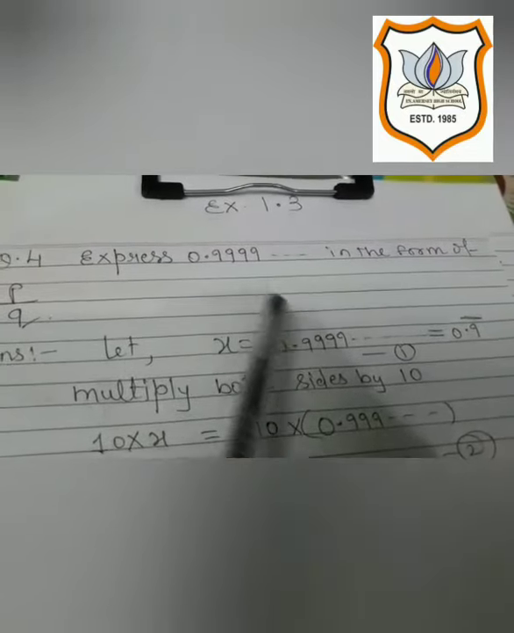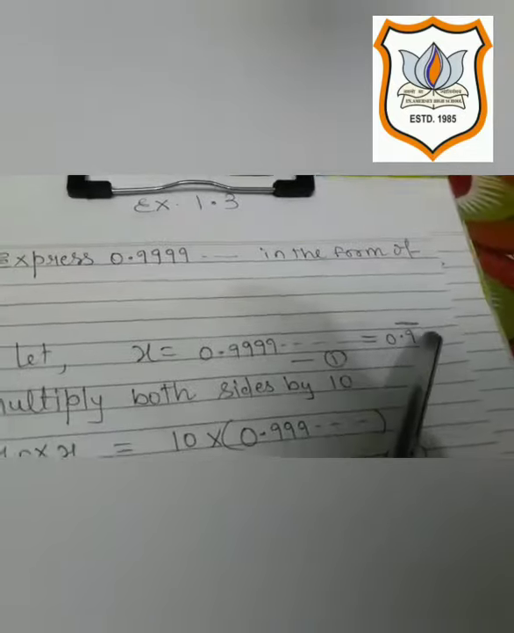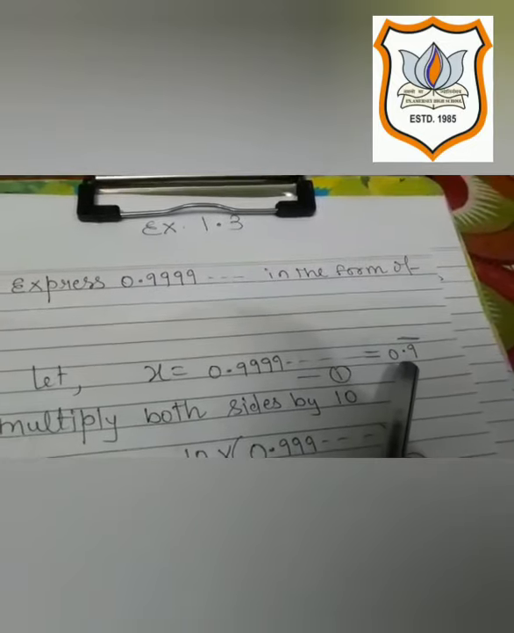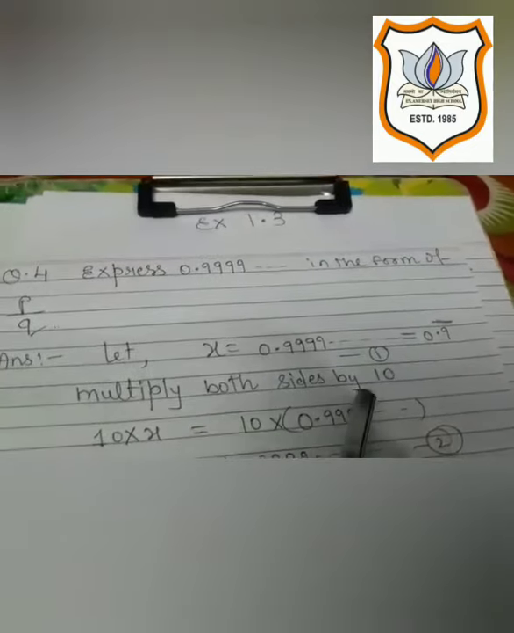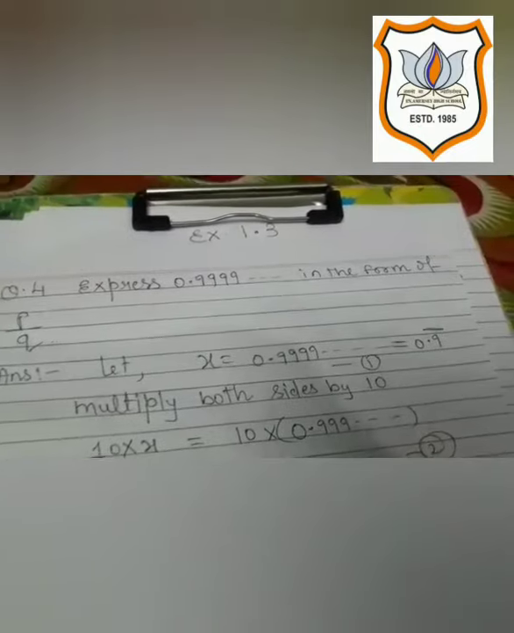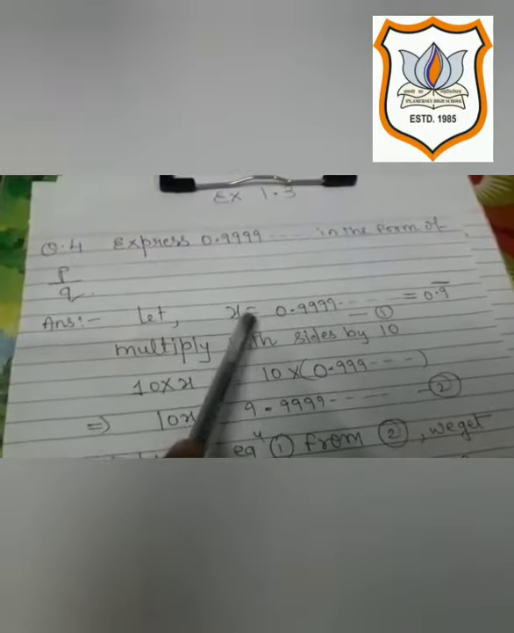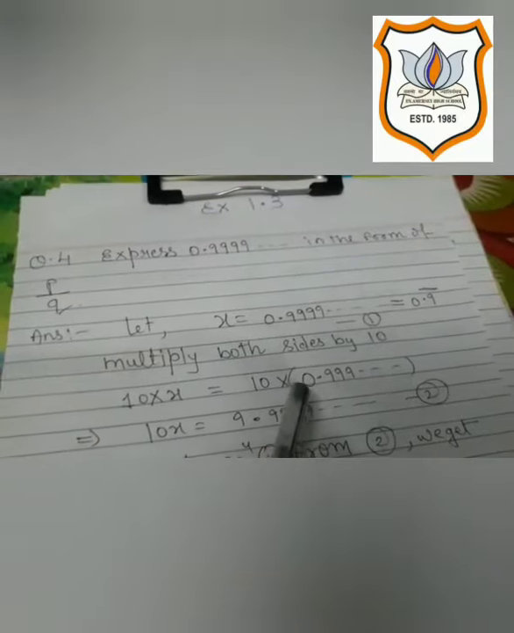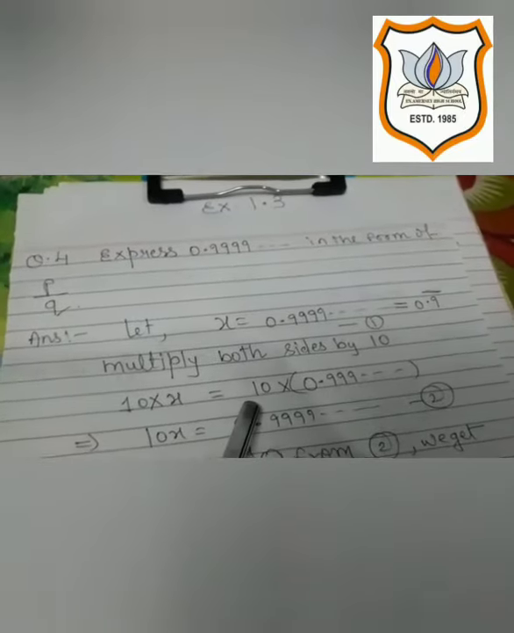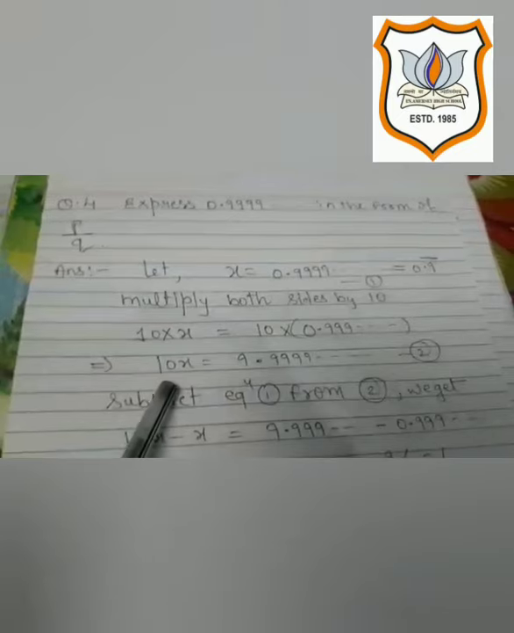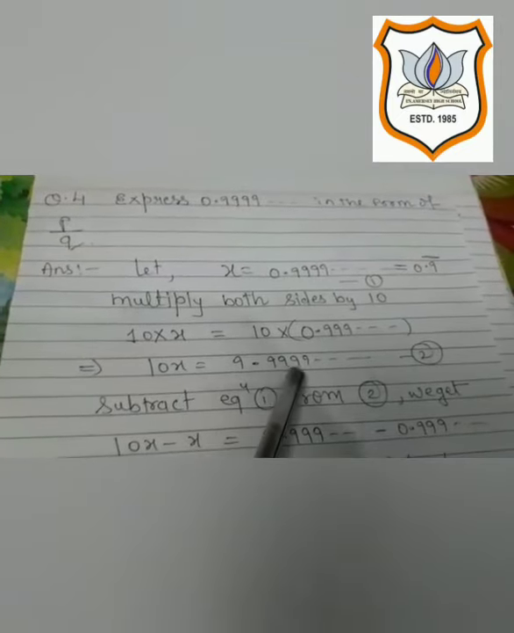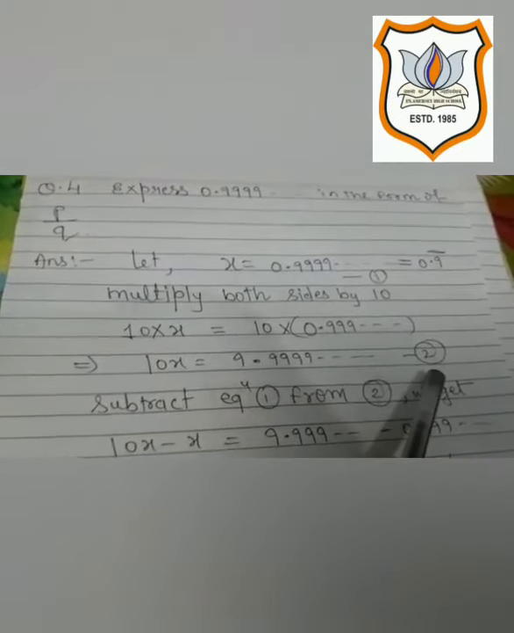Again, we have discussed earlier, if there is only one digit in the bar, then we have to multiply by 10 on both the sides. So again multiply both the sides by 10. So x into 10 and 0.9999 into 10. So we will get 10x is equal to 9.9999. This is equation number 2.